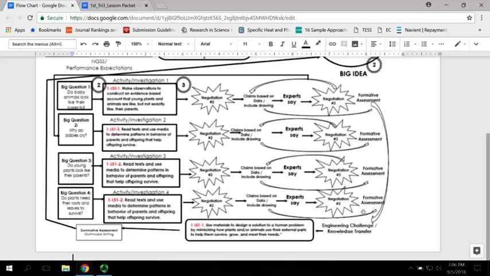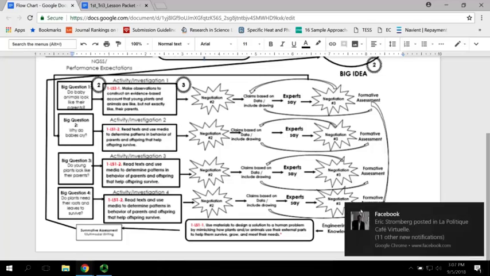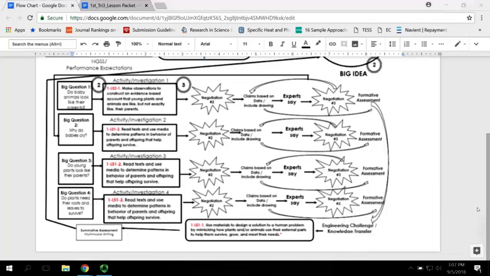And then finally you're going to have an engineering challenge where students are going to have to create some sort of device that is inspired by an animal or a plant. That could be like a maple tree seed that inspired the idea of the helicopter or something like that. So that is your overview for trimester 3.